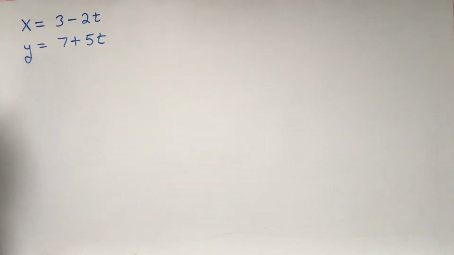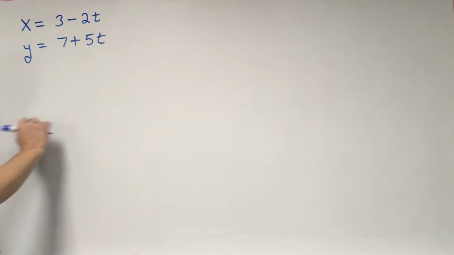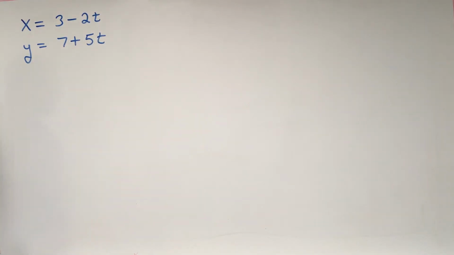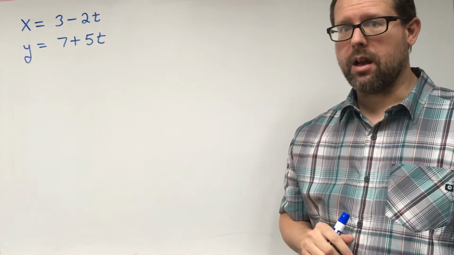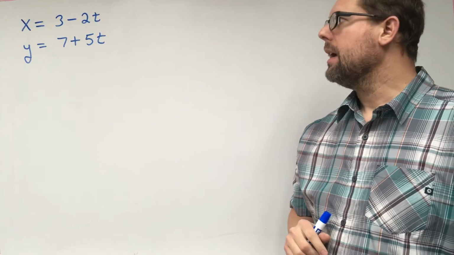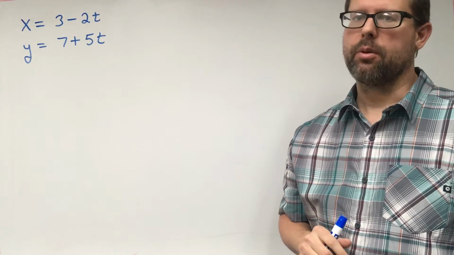Welcome Calculus 2 students to the next lecture on parametric equations. We're going to begin with the two equations on the board, x equals 3 minus 2t, y equals 7 plus 5t. We're going to find out that this is actually the parametrization of a line, although that may not be obvious to us at the moment. The method we're going to use is something called elimination of the parameter.